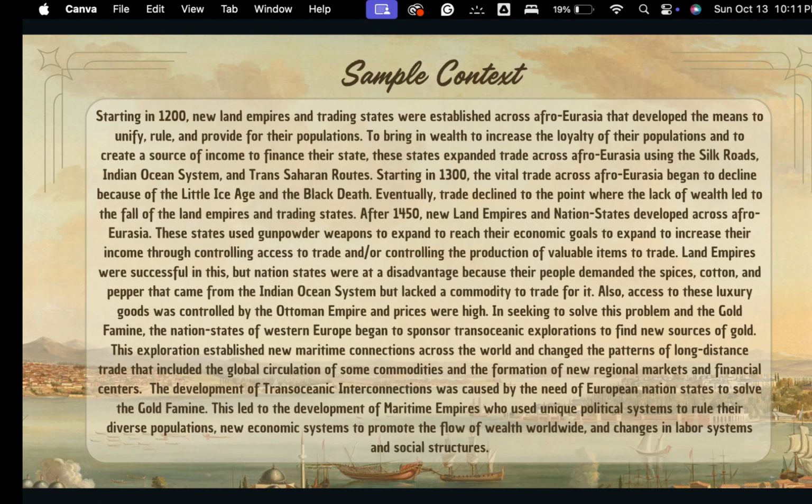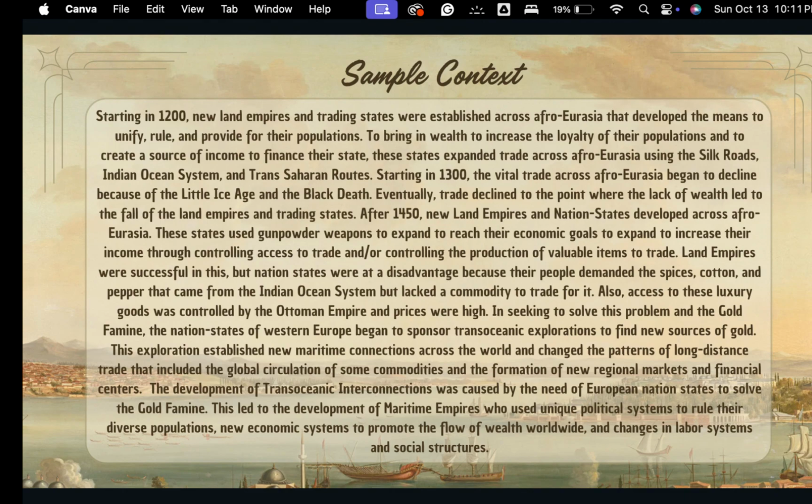These states used gunpowder weapons to expand to reach their economic goals, to expand and increase their income through controlling access to trade, and or controlling the production of valuable items to trade. Land empires were successful, but the nation states of Europe were at a disadvantage because their people demanded spices, cotton, and pepper that came from the Indian Ocean system, but lacked a commodity to trade for it. Also, access to these luxury goods was controlled by the Ottoman empires, and prices were high.